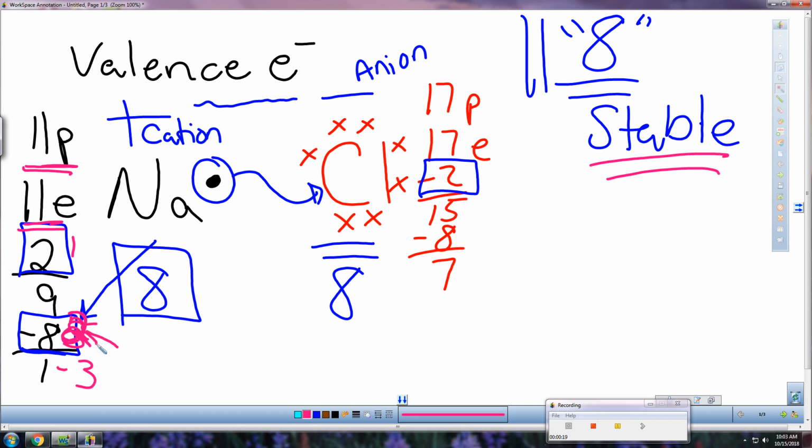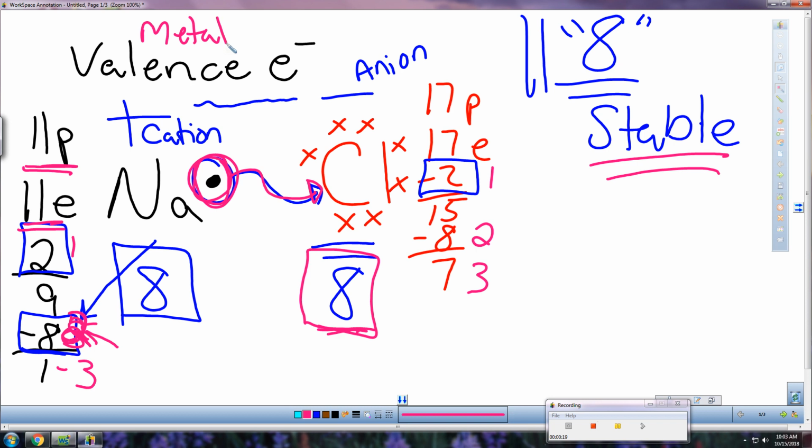Chlorine had 2 in the first level, had 8 in the second level, and had 7 in the third level. Chlorine only needed 1 more to get up to that magical 8 number for that third level. So that's where it is willingly taking this electron from sodium and putting it in its configuration so it can now have 8. This is a simple ionic bond between a cation, which is always going to be a metal, and an anion, which is always going to be the nonmetal. And that could be a gas or a solid, it doesn't matter. Or even a liquid if we want to talk about bromine as well.